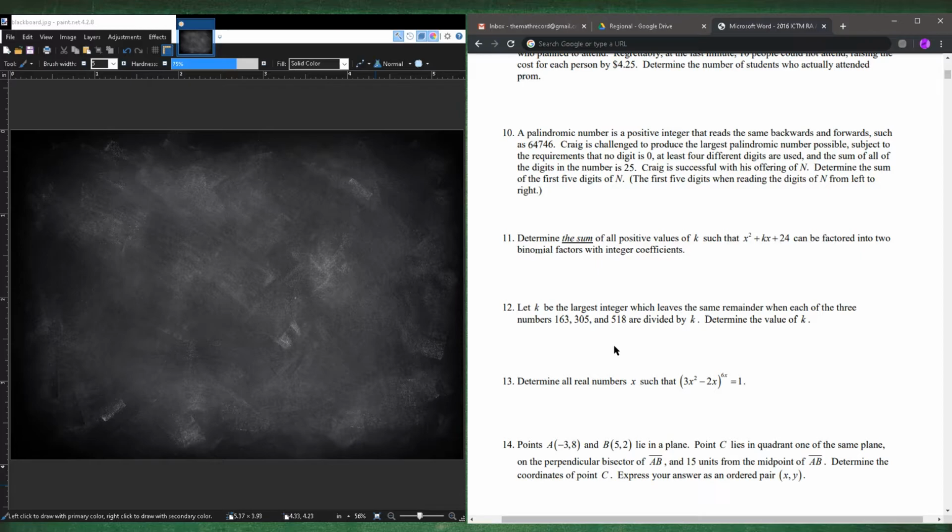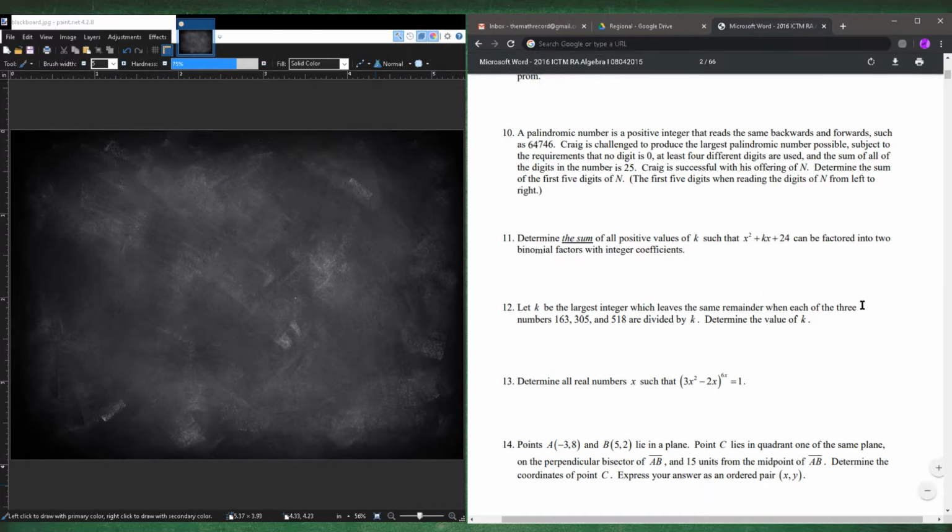Number 11. Determine the sum of all positive values of k such that x squared plus kx plus 24 can be factored into two binomials with integer coefficients. Okay, so since k is positive, that means the factors of this side have to be positive, right?